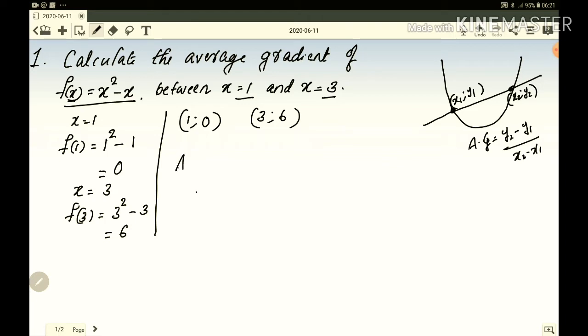So the average gradient is equal to change in y, that is this y value minus this y, that is 6 minus 0 divided by change in x, that is this x value minus this. That order is very important, right? That is 3 minus 1. It's clear. So we will have the answer, that is 6 divided by 2. So the answer is going to be 3. So it's a very simple question. Here we are not differentiating.